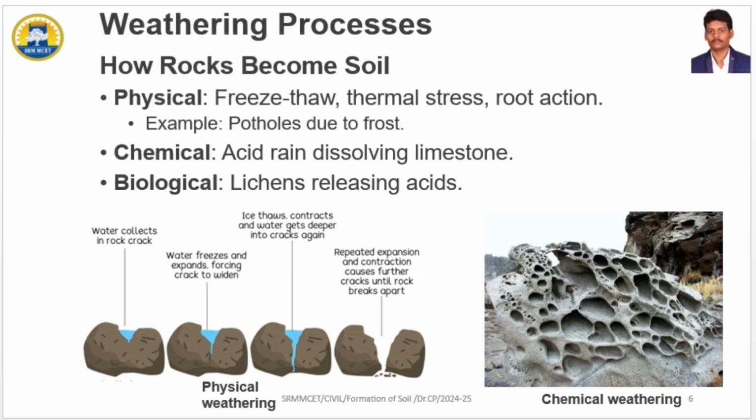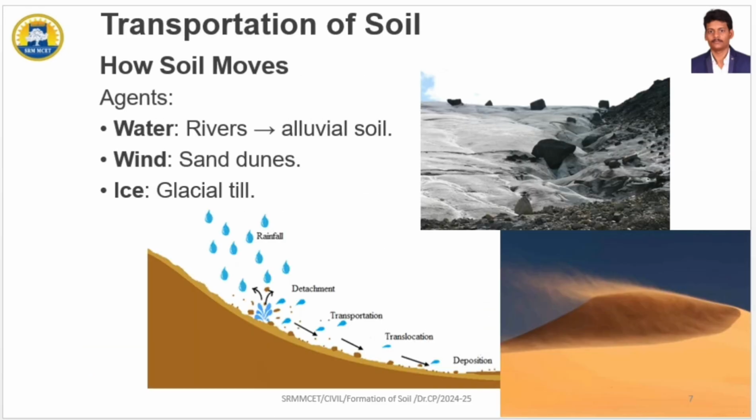And finally we have biological weathering. This involves the action of plants, animals and microorganisms. For example, plant roots grow into cracks in rocks and break them into multiple portions. Next we will see the transportation of soil.